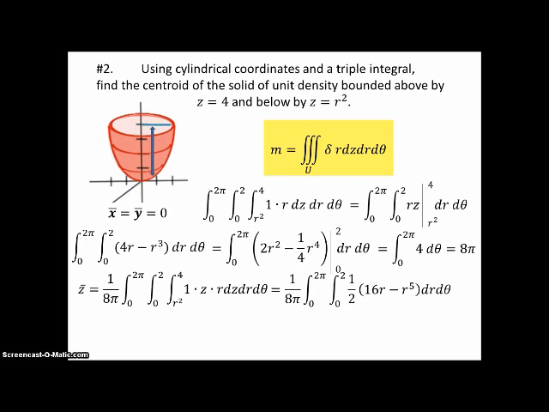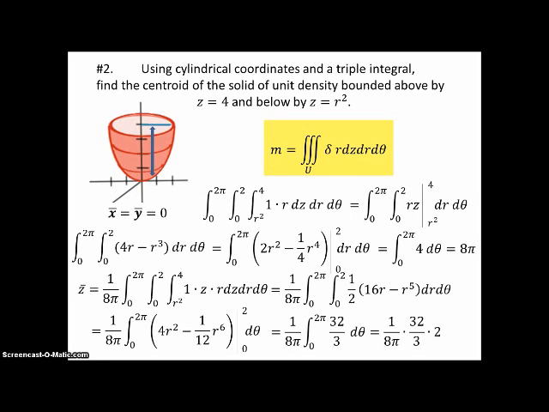And then we integrate that with respect to r. So we get 4r squared minus 1/12 r to the 6th, evaluated from 0 to 2, which comes out to 32/3, and then the antiderivative with respect to theta is 32/3 theta, evaluated from 0 to 2 pi, and when we simplify, we get 8/3. Which means our centroid is right there at 0, 0, 8/3.